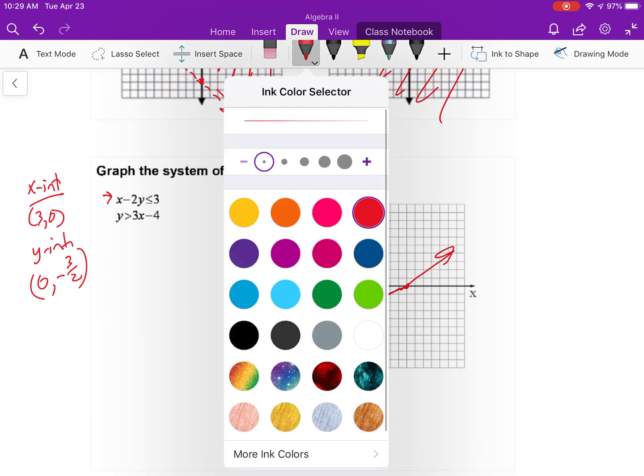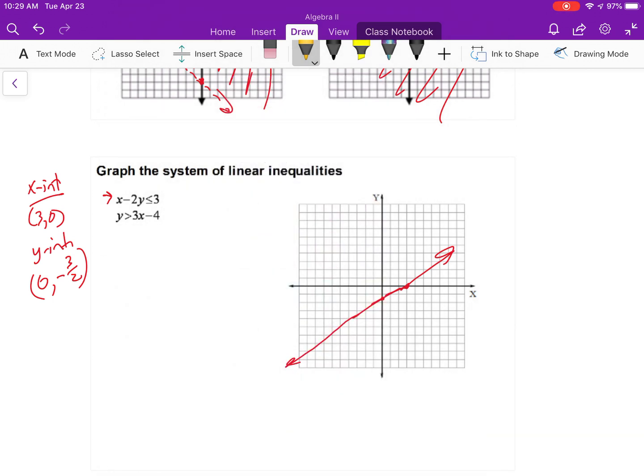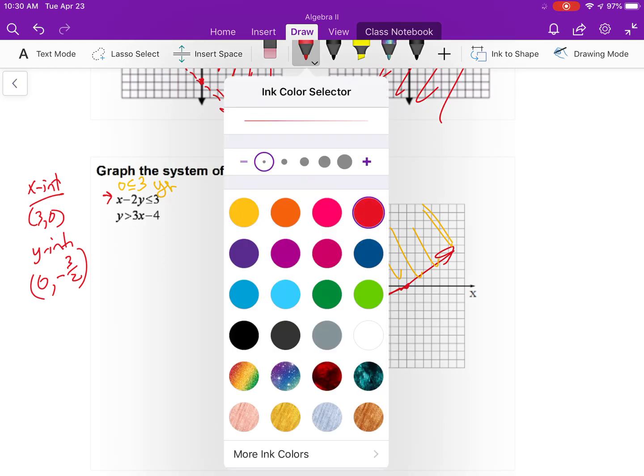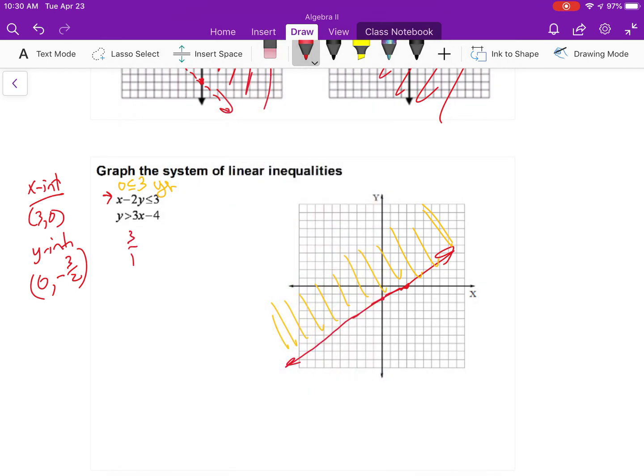Now I am going to color code this. Let's go yellow for the shading on this top one. I'll test (0, 0). Is 0 less than or equal to 3? Yes, so I'll shade that way. My second line is in slope-intercept form with a slope of 3/1. My y-intercept is -4, so I go down to -4 and go up 1, 2, 3 over 1, up 1, 2, 3 over 1. And I'm going to dash it here.